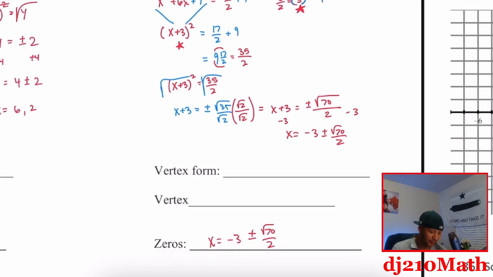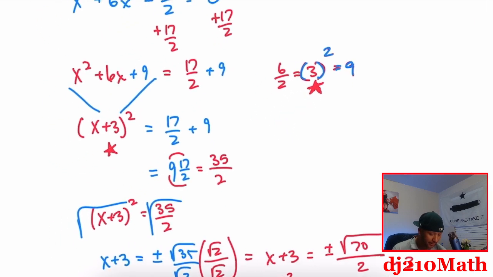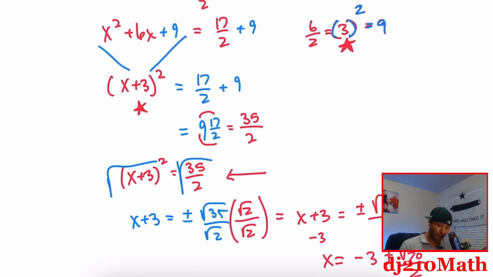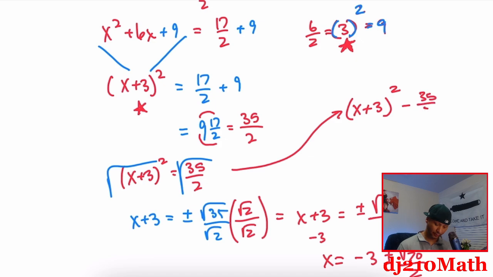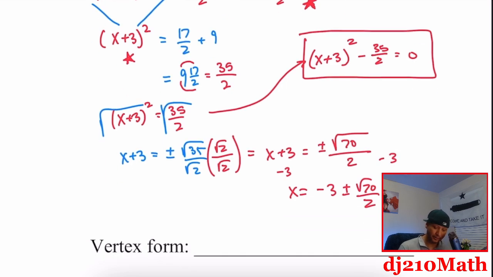All right. So the vertex and vertex form. Let's backtrack a little bit. Vertex form, can we identify it? Yes. It was right here, before the square root part. So vertex form would be (x plus 3) squared minus 35 over 2 equals 0. This would be the vertex form, right here. And then the vertex would be (negative 3, negative 35 halves).